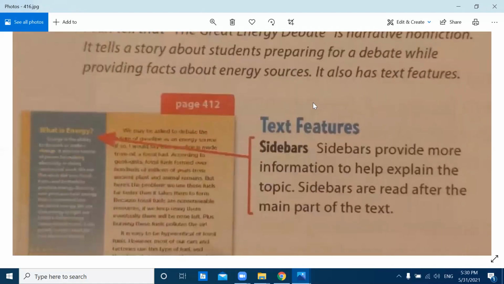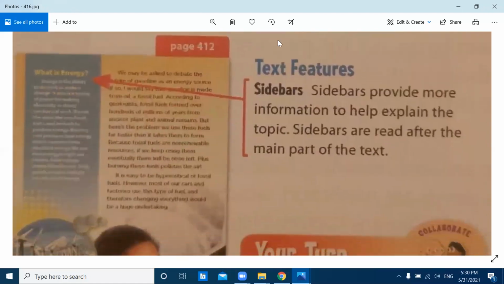Now, our text feature this week is a sidebar. Remember when we read about what is energy, and it told us about the different types of energy? This is a sidebar that has information that gives some explanation related to our story. So, our story is about energy sources. Our sidebar gives us more information about energy sources, but it is not a part of our story. It is extra information.